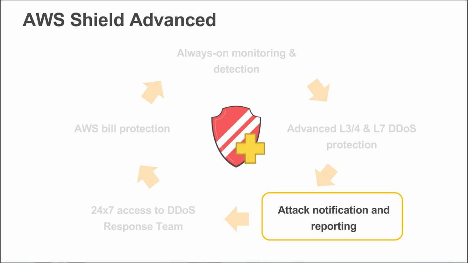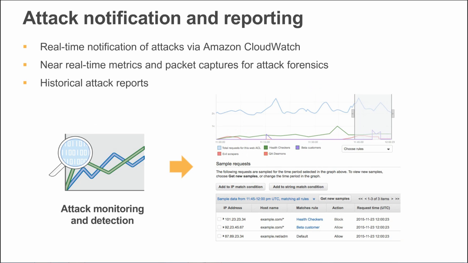Now let's move on to the attack notification and reporting. AWS Shield Advanced provides notifications of attacks. It also tells you how big the attacks were and what type of attacks they were, and for all of these types of attacks, you get notifications via Amazon CloudWatch. You can alarm on those and engage your own teams, and subsequently also engage the AWS DDoS Response Team if you want to.